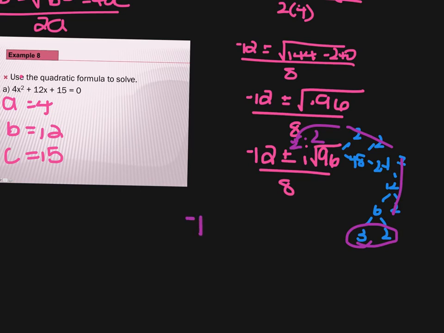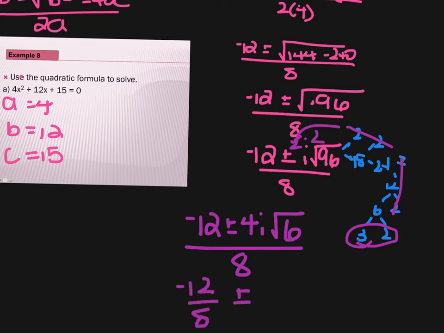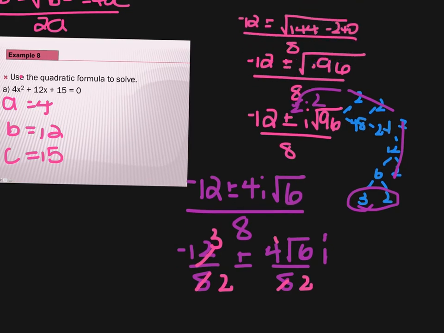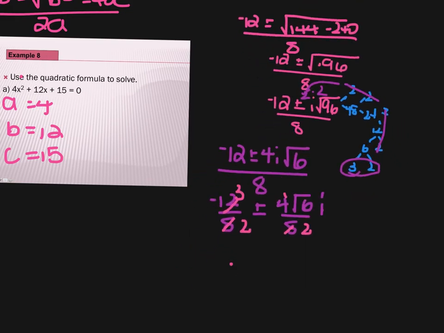So I get negative 12 plus and minus 2 times 2, which is 4, i root 6 from the 3 times 2, over 8. Break that apart. 4 root 6. I'm going to put the i at the end and then reduce each fraction. So this would be 2 and 3, 2 and 1. And I get negative 3 over 2 plus and minus root 6 over 2 i.